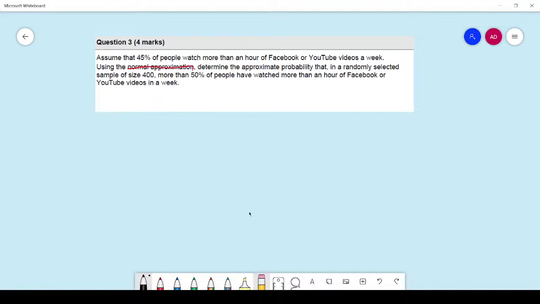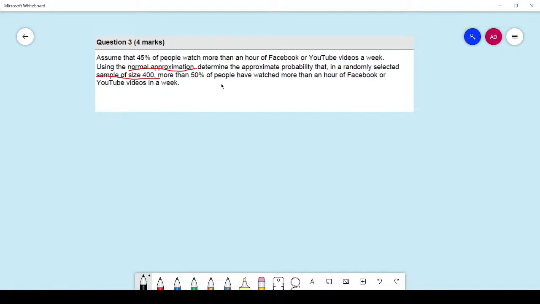Whoops, that's not an underline. That tells us what kind of distribution we might use. Normal approximation. Randomly selected. Okay, so sample size tells us that it's a sample population or sample proportion type question. And we need to define the probability that more than 50% of people have watched more than an hour of Facebook or YouTube videos in a week.